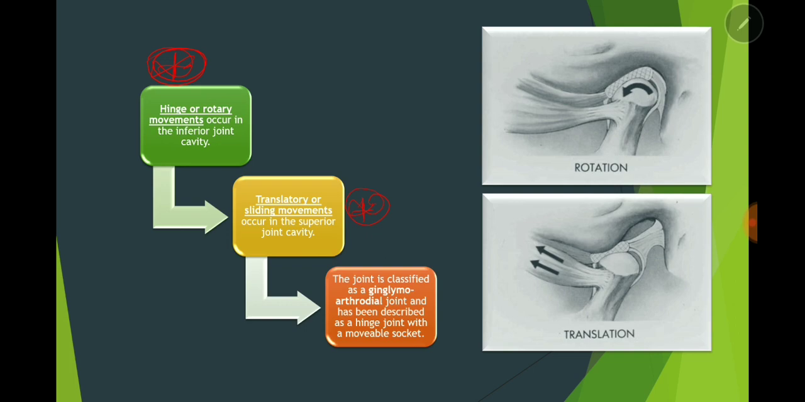So make sure you know where the hinge or rotary movement occurs. It occurs in the inferior joint cavity, and that involves the first 14 to 25 millimeters of opening. Beyond 25 to 40 millimeters, you have translatory movement in the superior joint cavity. And what's the other name of the TMJ? The other name is ginglimo-arthroidal joint.